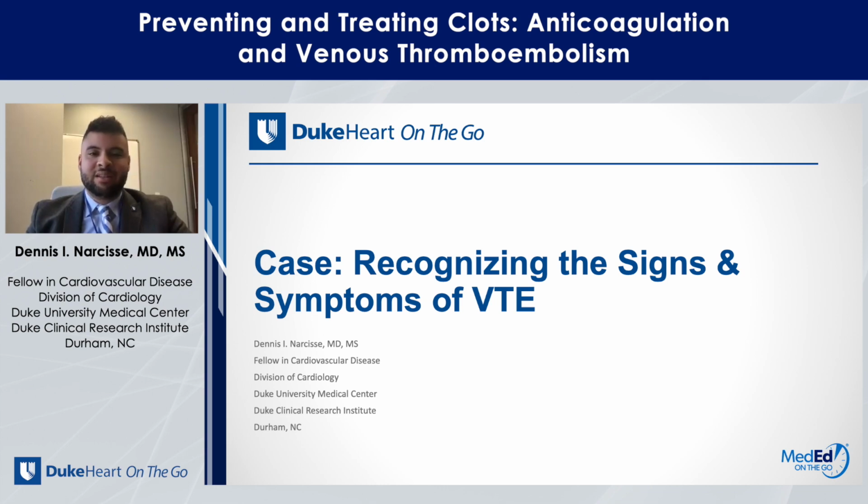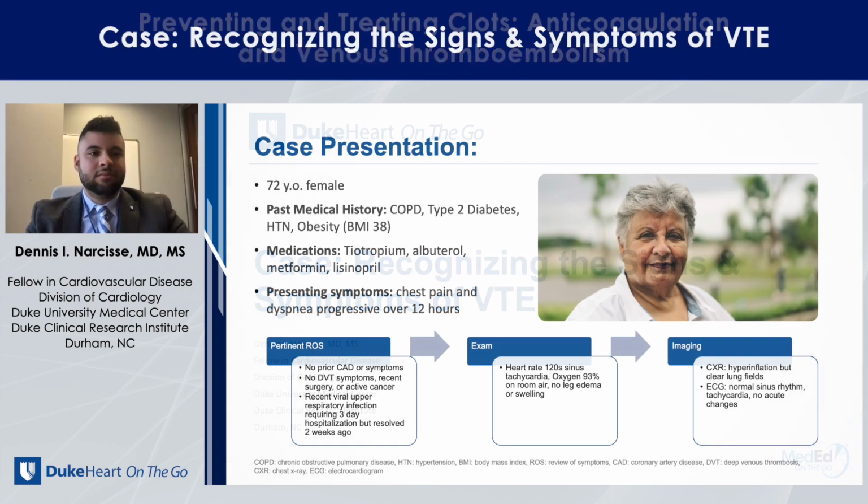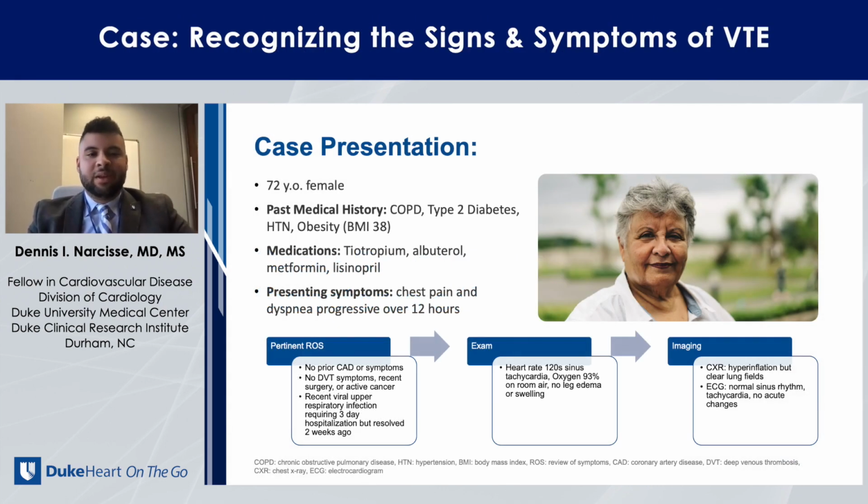I'm going to talk through a case about recognizing the signs and symptoms of venous thromboembolism. So in the case, we have a 72-year-old lady here, COPD, hypertension, and obesity. She's got medications listed here, and she's presenting with acute chest pain and dyspnea over the last 12 hours. She's got no history of DVT or PE or no cancer history, and she's tachycardic on exam, on presentation, but otherwise unremarkable. And I think the question here is, what is the likelihood that this case is VTE?